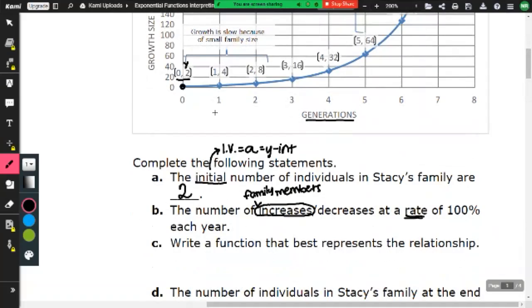At a rate. Rate is always given in percentage. Always keep that in mind. It increases at a rate of 100% each year.